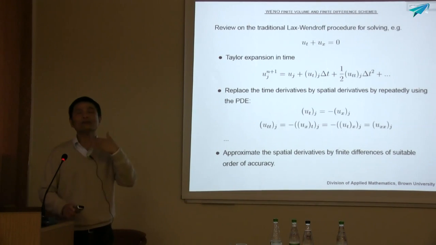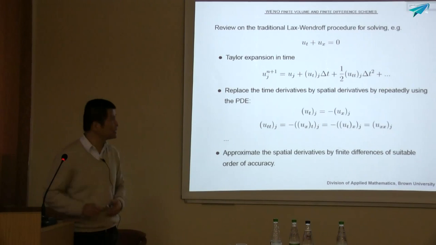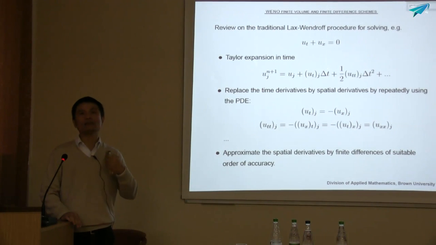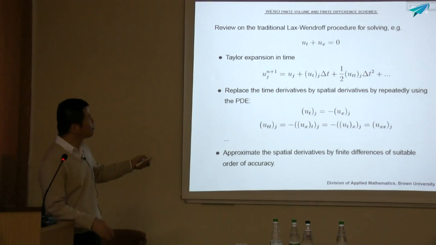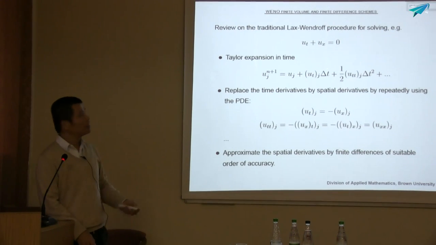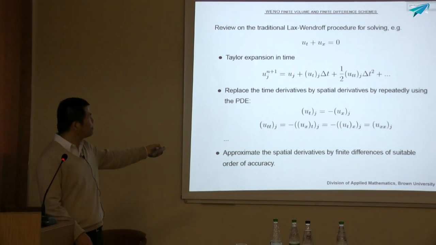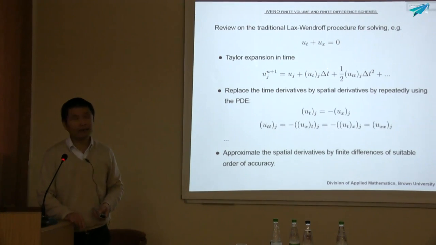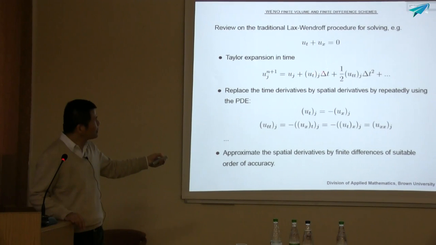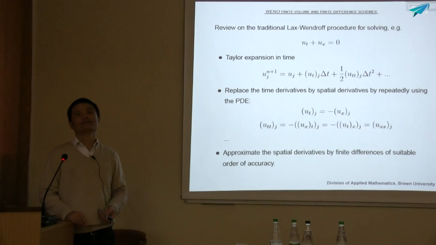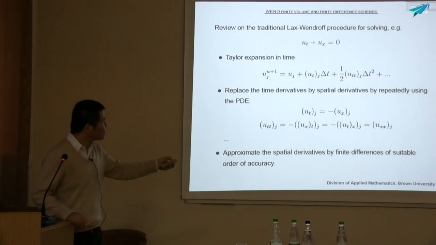Since I use the terminology of inverse Lax-Wendroff procedure, I will first explain what the regular Lax-Wendroff procedure is. It is the procedure that you use to derive the Lax-Wendroff scheme. This is how it goes. You have the PDE. You write out the Taylor expansion in time, so u^{n+1} is equal to u plus u_t times delta t plus half u_tt delta t squared plus etc. Everything on the right-hand side is evaluated at time level n. So this is the Taylor expansion in time.